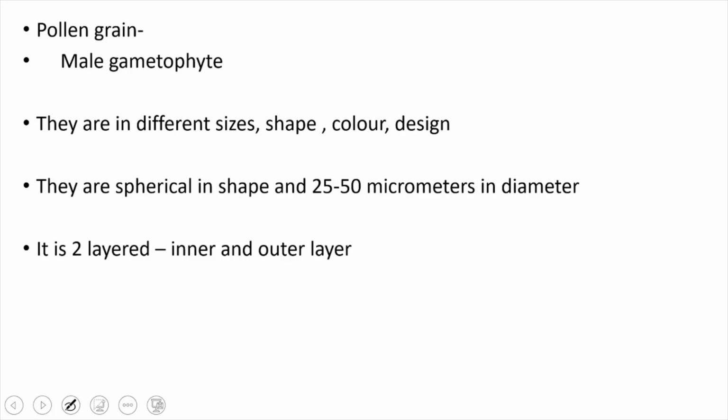Pollen grain is known as the male gametophyte. Pollen grains are of different sizes, shapes, colors and designs. Generally they are spherical in shape, with a diameter of 25 to 50 micrometers. Pollen grain has two layers, an inner layer and an outer layer.